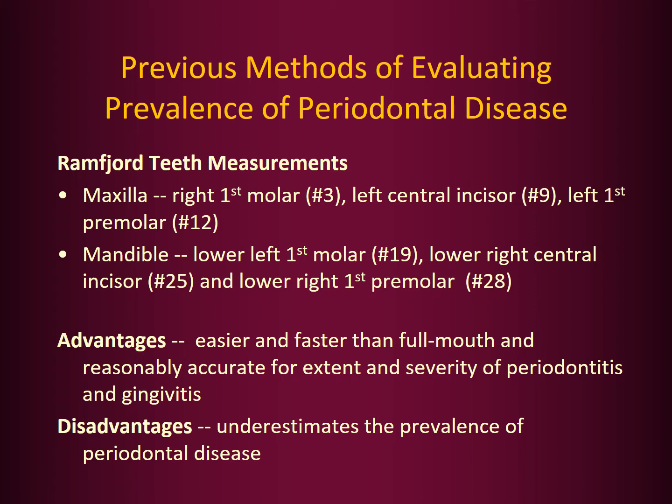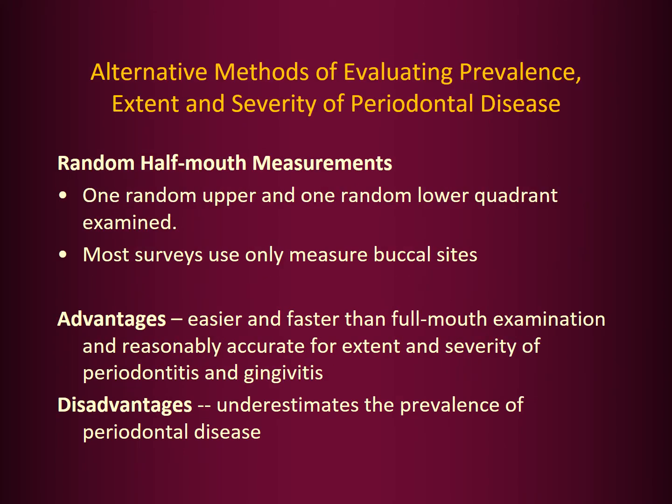However, a disadvantage is that like most partial indices, it tends to underestimate the prevalence of periodontal disease. If you really are interested in obtaining an accurate assessment of the periodontal disease status, then this is going to be something that might come up short for you. But understanding that and putting it into perspective, it would be important if this type of an index is to be used. Others have used a random half-mouth measurement, and what this is is an assessment of one random upper and one random lower quadrant.